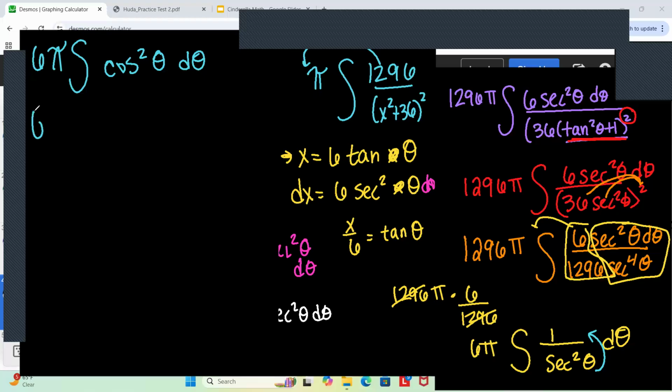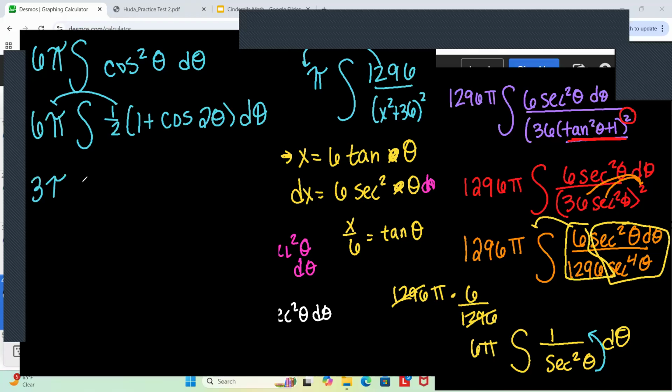Now use the power reducing formula from a few questions ago. Cos squared is 1/2 times 1 plus cos of 2 theta. That's just a rule. Pull the half. 6 times a half would be 3 pi. And then I split this into 1 d theta plus cos 2 theta d theta. This needs a 2 because of chain rule, right? We need the derivative of that, so put a half.